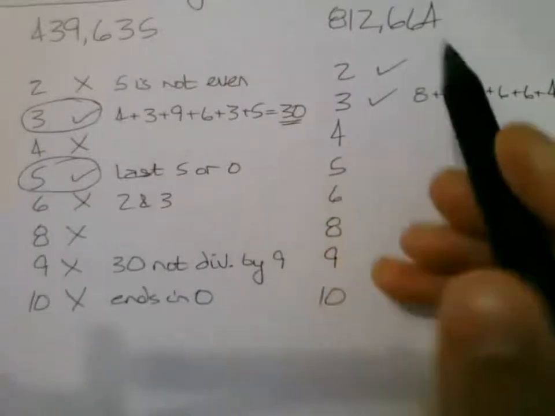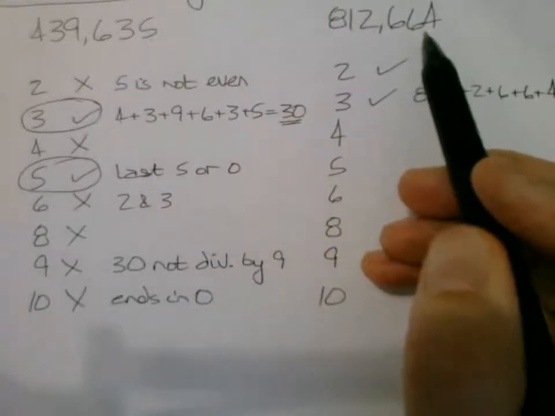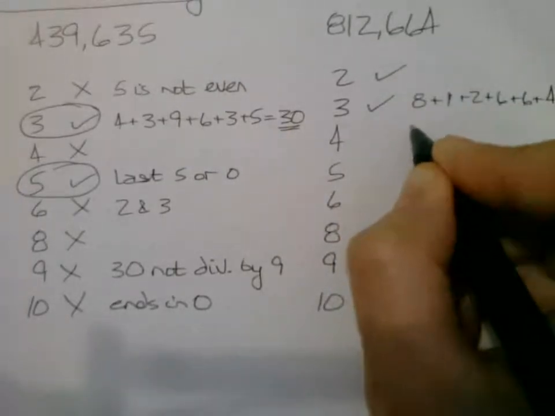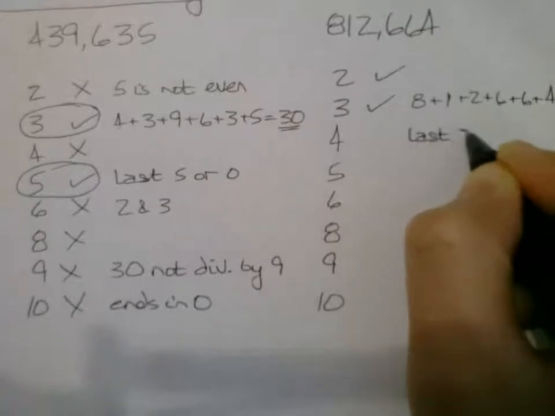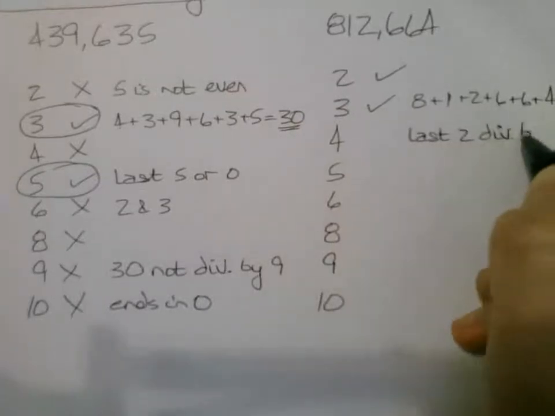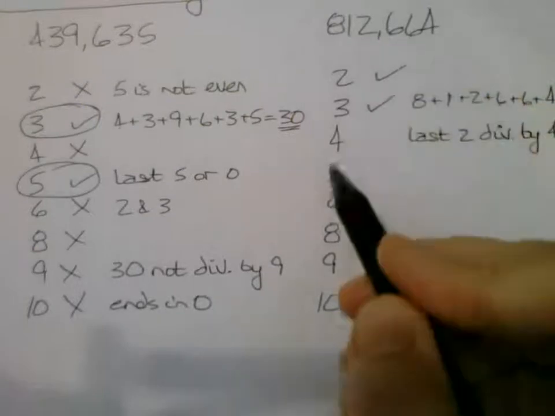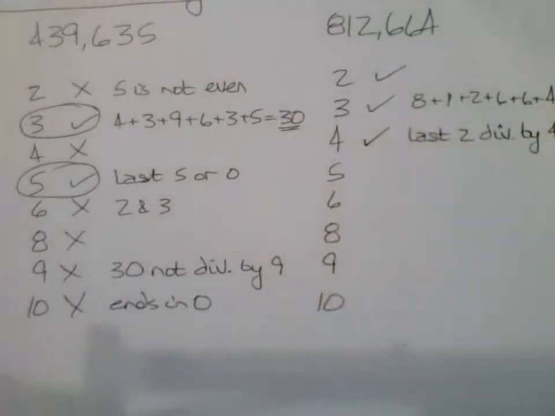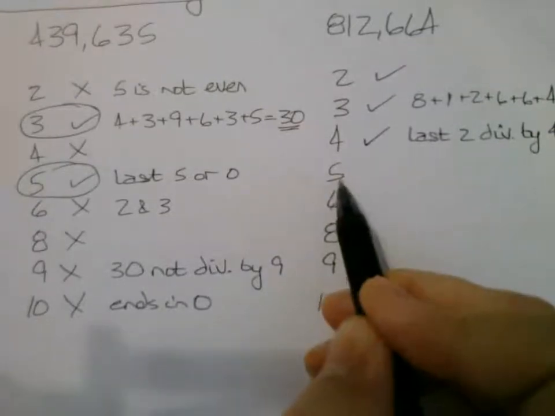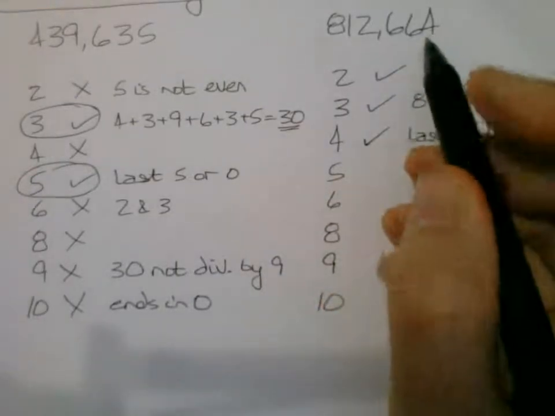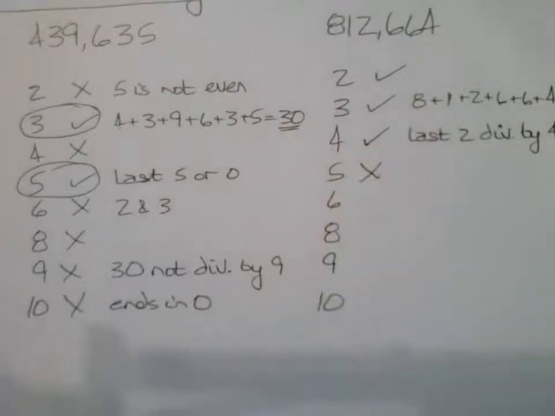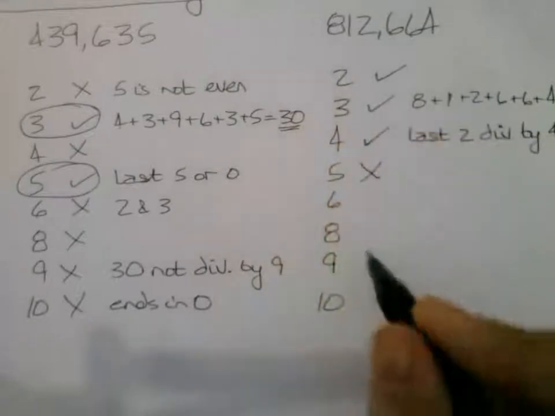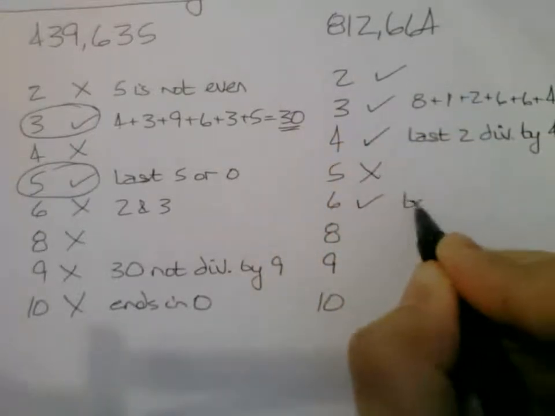Divisible by 4? Well, this time it's even at least, so that's helpful, but that's not enough. The last 2 digits have to be divisible by 4. 64. 4 does divide into 64. 4 times 16 is 64. So that works. Divisible by 5? Ends in 5 or 0. Divisible by 6 if we pass the test for both 2 and 3, which we did.